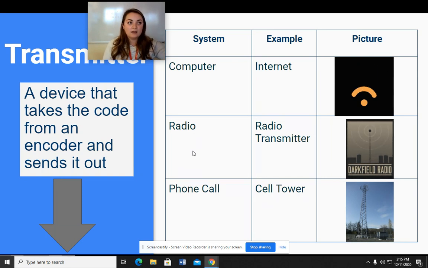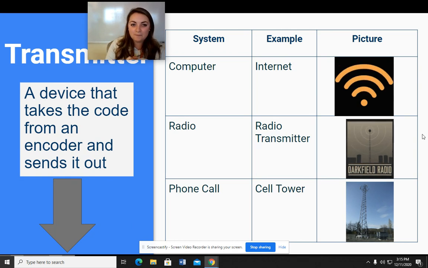And this can jump from cell tower to cell tower to cell tower. And that's why we're able to have these conversations across the world. And that's why we're able to communicate with people that are very far away from us, is because it will keep going and jumping and transmitting from cell tower to cell tower. You guys can pause and type those in.